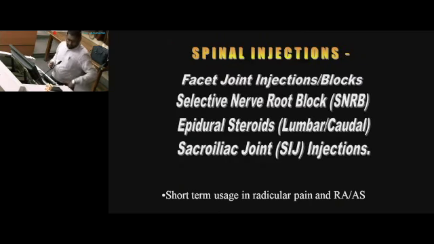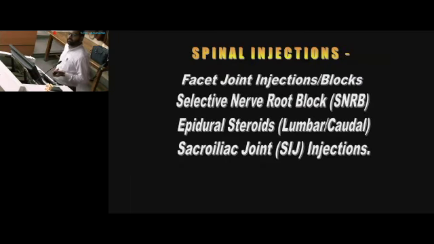Now coming on to the next part, that is spinal injections. Spinal injection is an invasive modality, used after you have tried all the physiotherapy, exercises and medicines and the patient is still not getting relief from the pain. If the patient is having predominantly back pain, you can give a facet joint block. If the patient is having predominantly radicular pain, you can give selective nerve root blocks. Or if the pain is coming from the SI joint, you can give SIJ injections.